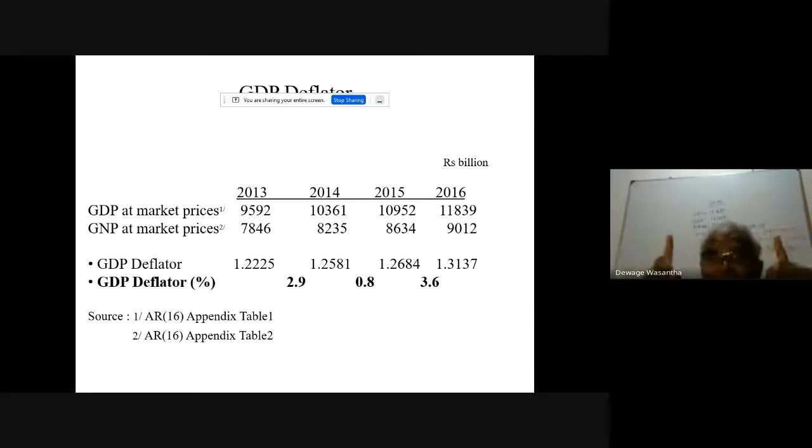Then the percentage increase in the GDP deflator. You can calculate the percentage increase between these values. 1.225 to 1.2581, that is 2.9. 1.2581 to 1.2684, 0.8. 1.2684 to 1.3137, so 3.6. What is that? The percentage increase in the deflator is called the inflation rate. It's a measure of the inflation rate.